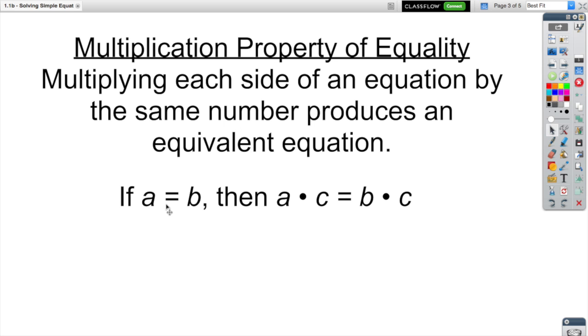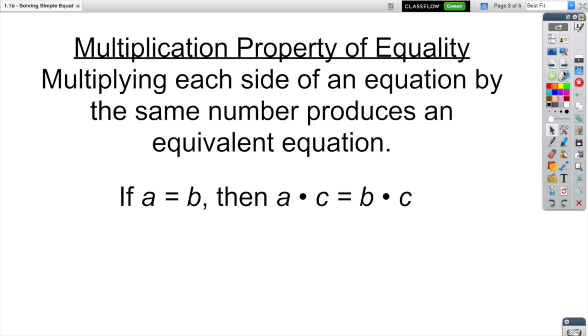So for example, if our initial balance scale was A equals B, then I could multiply both sides by C and things would stay balanced. So for example, on our balance scale example, it would be like tripling the weight on one side of our balance scale and then tripling the other side. Since I'm tripling both sides, the scale is still balanced.